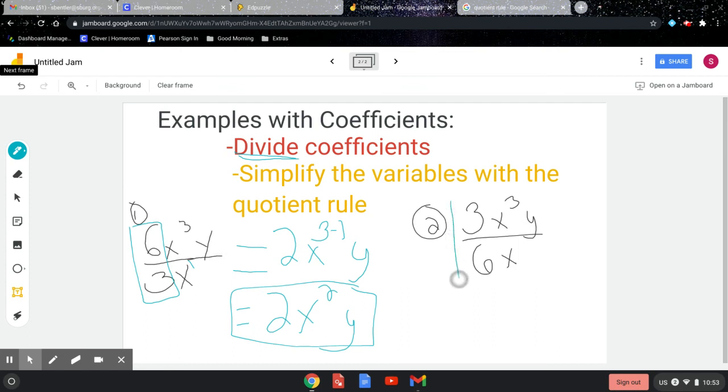Let's look at this one. I'm going to divide my coefficients, 3 over 6. So you can see that I flipped it. So 3 over 6 does not become 2. We would simplify this fraction, and we would make 3 over 6 into 1/2. It stays 1/2. Then we see we have the same exponents there. When I bring that down, I'll have 1/2 x to the second and y.